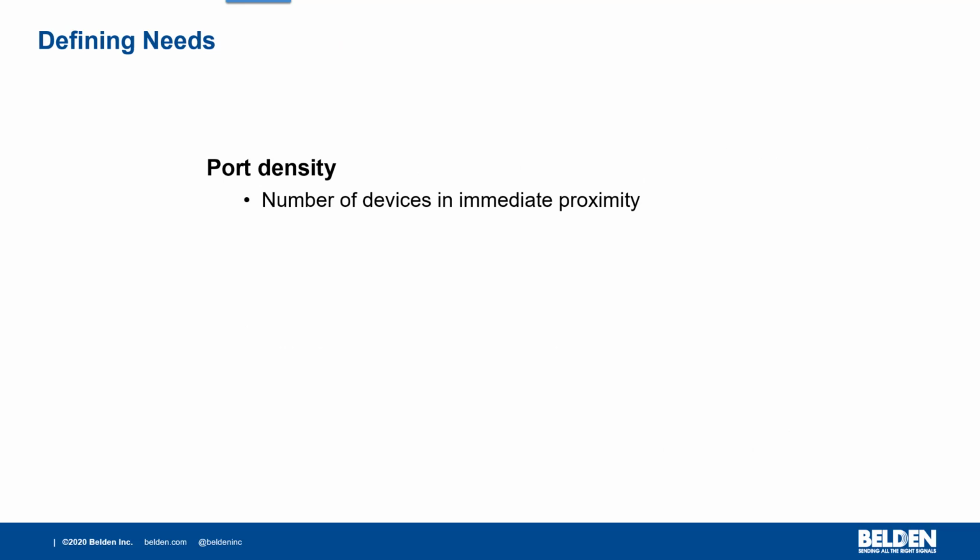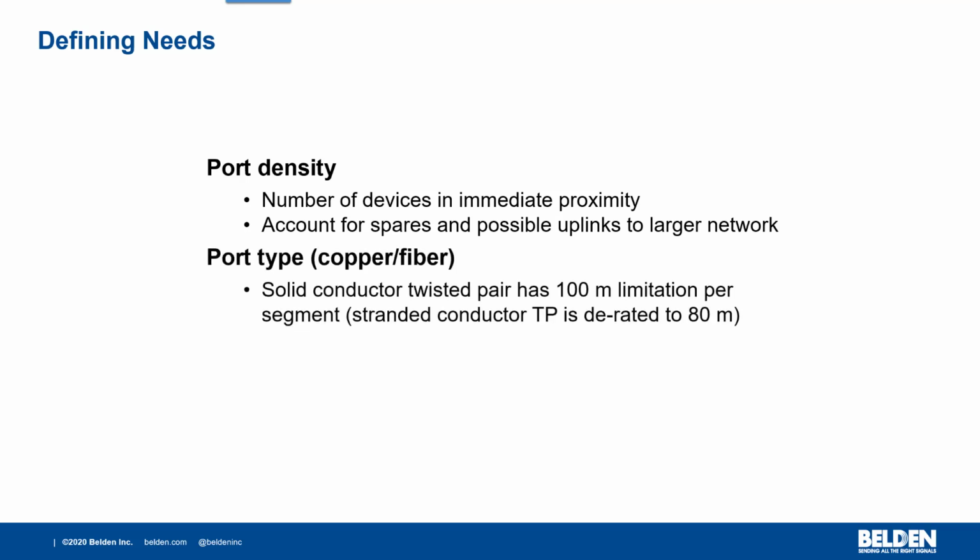First, port density. This is rather obvious. You simply take the number of devices in the immediate proximity, and those are the number of ports that you're then going to need in order to interconnect them. More often than not, very few people account for spares and the necessary need for uplinks to larger networks.